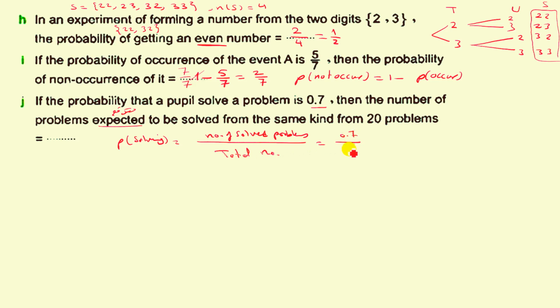ممكن خليها over 1. يبقى هنا خلي بالك 0.7 over 1، التوتال number of solved problem مش عارفينه. total number عندها 20. سمي ده x. عايزين ال x نعمل cross multiply. يبقى 0.7 times 20 over 1 it will be 14 problems. يبقى the expected number of problems 14 problems. دي طريقة. في طريقة تانية، another solution.